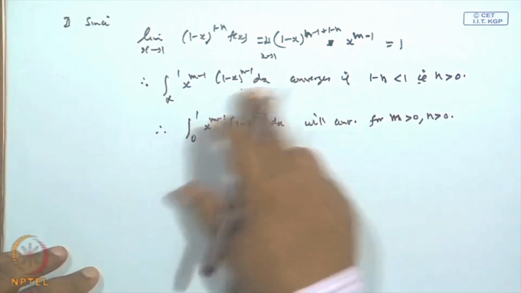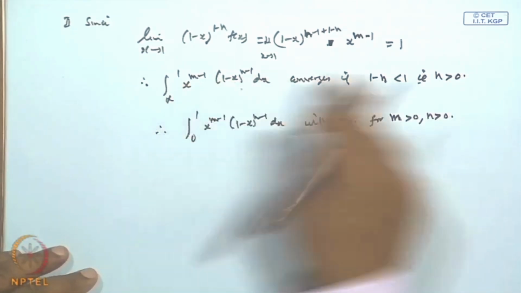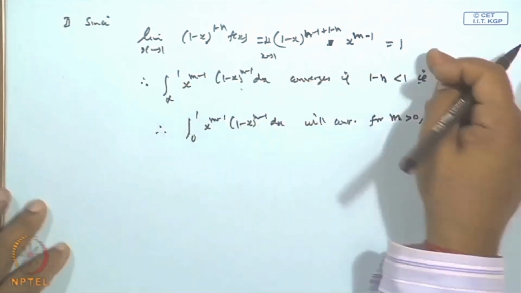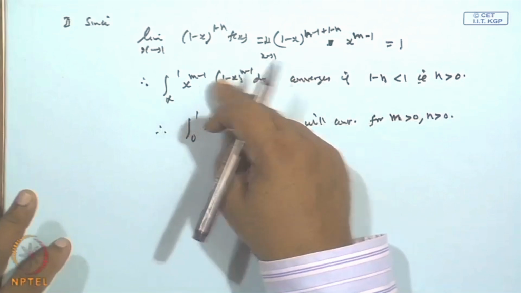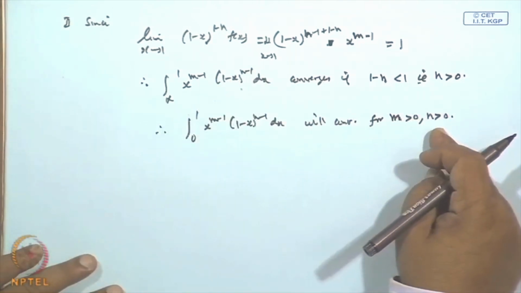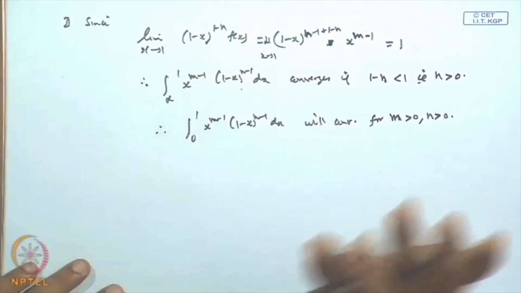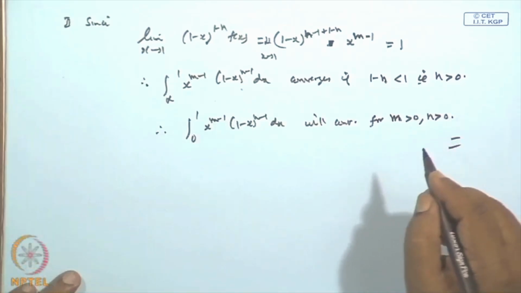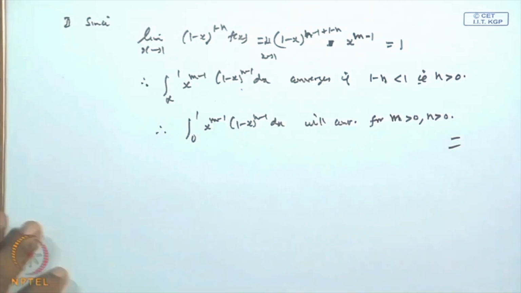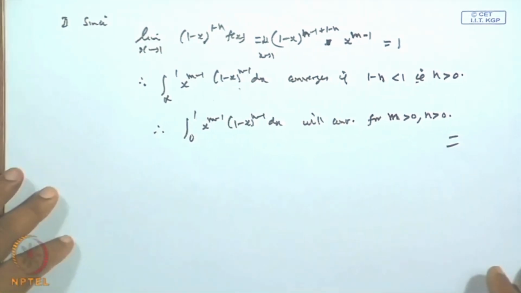This is true for all n greater than 0, and earlier m is greater than 0 for all n. So the common condition is m greater than 0 and n greater than 0, and this is known as the beta function. It will also be a very useful function. Apart from this, we will now look at a few more examples.